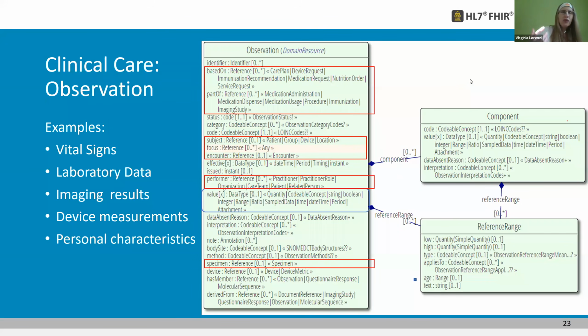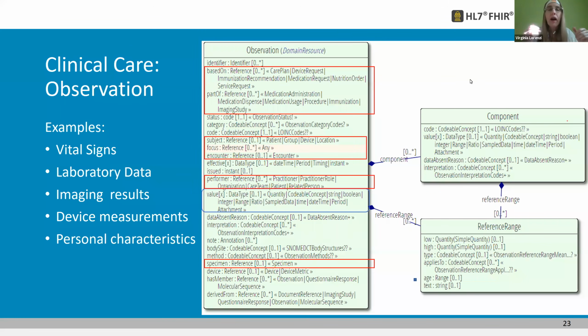So kind of going back to our tour, let's look at observation. It is one of my favorite things in HL7. We've been doing observations since the beginning of time in HL7. It represents really just an observation of something. It's a fundamental resource in clinical care. You can use it to represent all sorts of observations, like a vital sign or set of vital signs, laboratory data, imaging results, device measurements, personal characteristics like I'm pregnant. I really hope I'm not. I'm pregnant, I've got blue eyes, or any other kind of characteristic.